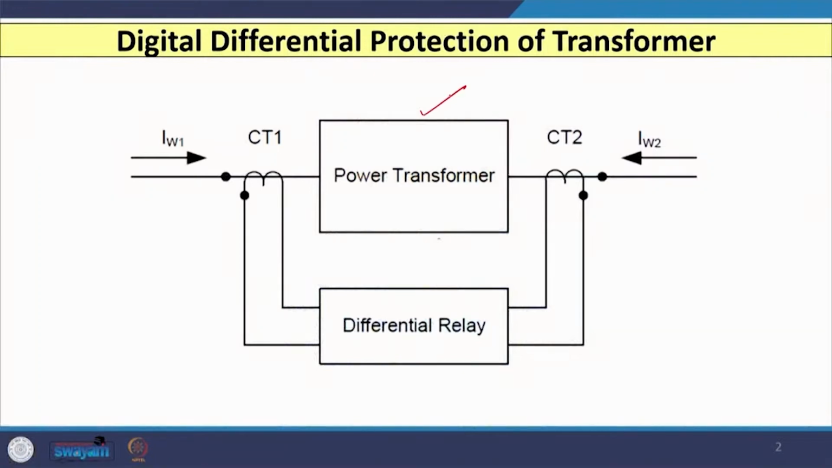So, if I have a power transformer which I wish to protect, then the CTs are connected on both the sides, and the secondary of the CT signals are given to the digital relay or differential relay. The arrangement remains the same, the only difference is in how we process the currents entering CT1 and leaving CT2 inside the digital relay. That process is entirely different compared to the electromechanical relay.